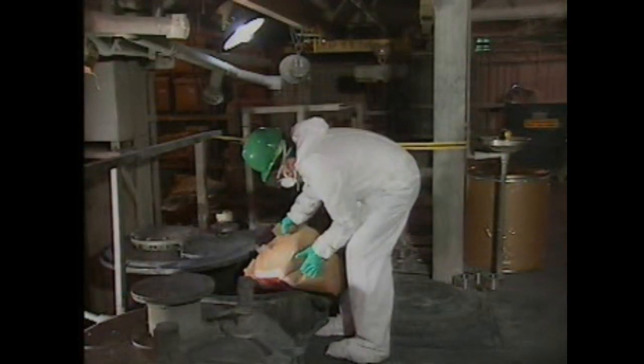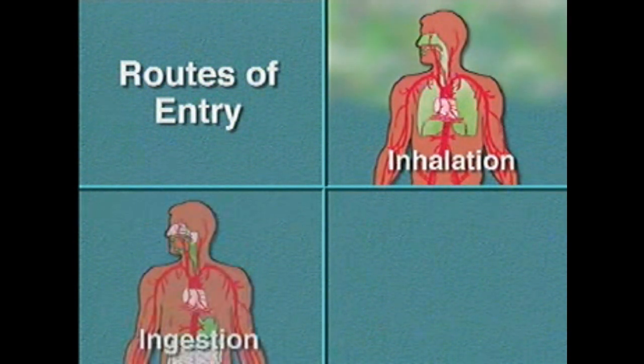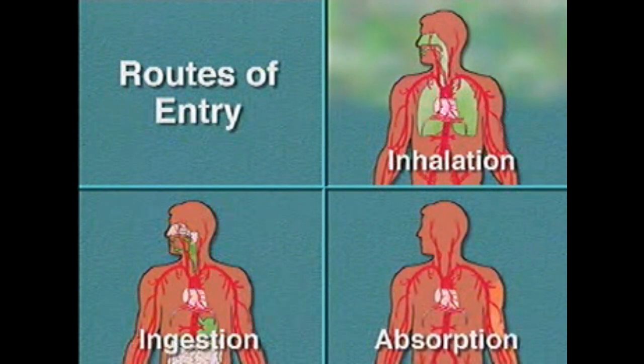Hazardous chemicals can get into your body in any of several ways. The way that a chemical enters the body is called its route of entry. Three routes of entry that will be discussed here are inhalation, ingestion, and absorption through the skin.